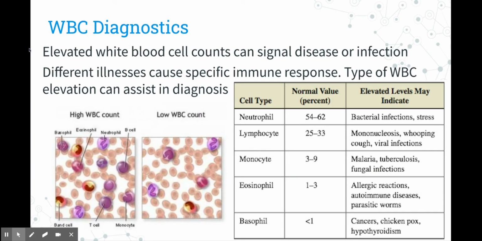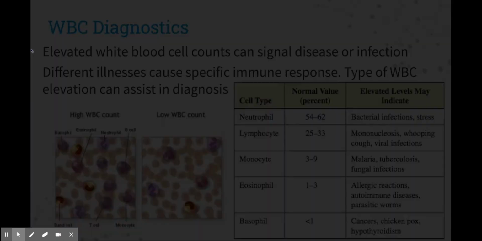Now, white blood cells are a common diagnostic tool. Elevated white blood cell counts can signal disease or infection, and the type of white blood cells can also give a hint about what type of infection might be present. So different types of white blood cells are common after a bacterial infection, after a viral infection, fungal infections, cancers, or other allergic reactions will trigger different types of white blood cells.